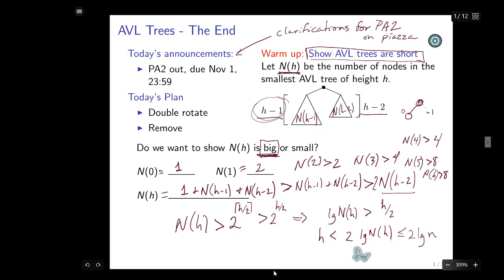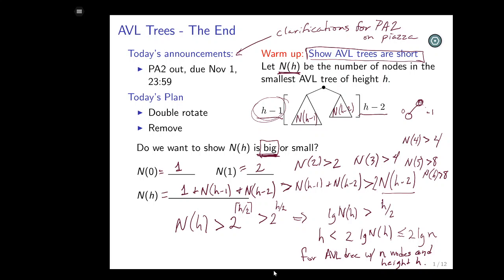for an AVL tree with n nodes and height h. Because n of h is the number of nodes in the smallest AVL tree of height h, any AVL tree with n nodes that has height h has to obey h is smaller than 2 times log n.